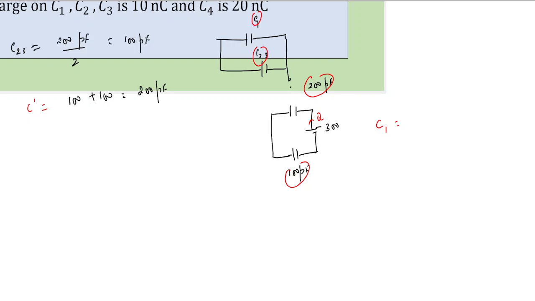So we have seen in theory class that if two capacitors are in series, then their value will be C dash C4 by C dash plus C4, that is C series is equal to C1 C2 by C1 plus C2. There's no 2 here.